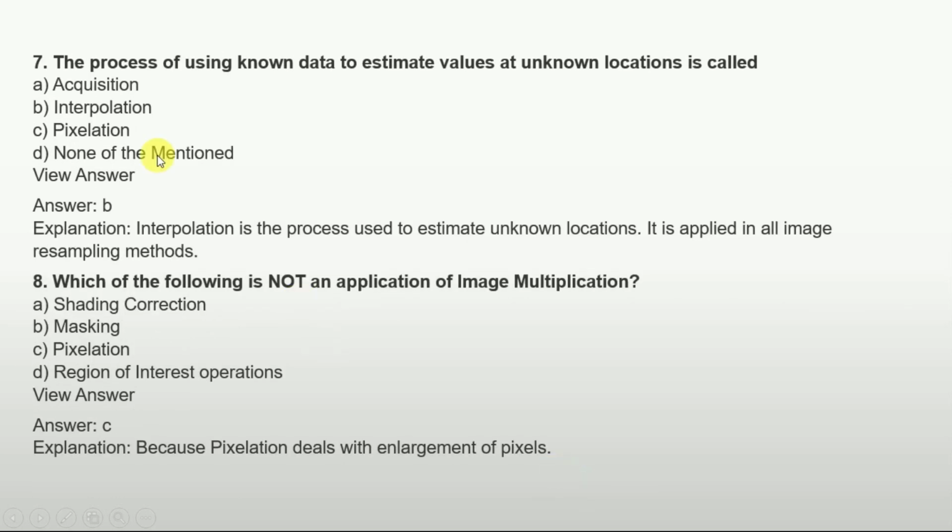And then we have a question: the process of using known data to estimate values at unknown locations is called acquisition, interpolation, pixelation, or none of the mentioned. So the answer is option B, that is interpolation. Interpolation is the process used to estimate values at unknown locations. It is applied in all image resampling methods.